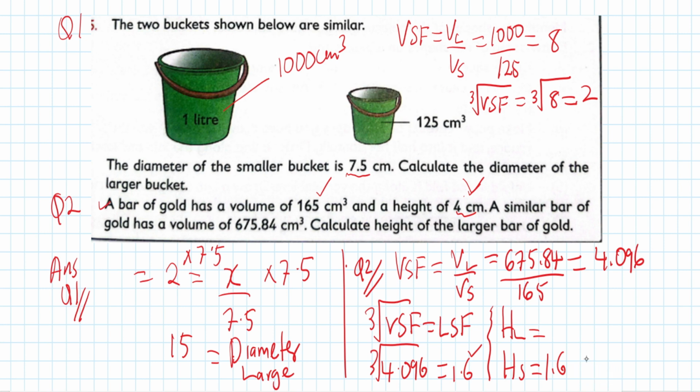Okay, let me just write here, this is 1.6. We know that the height of this is 4 centimeter. The height of the larger one is 1.6 times the smaller one, which will give you 6.4. 1.6 times 4 is 6.4 centimeter, and that is our answer.